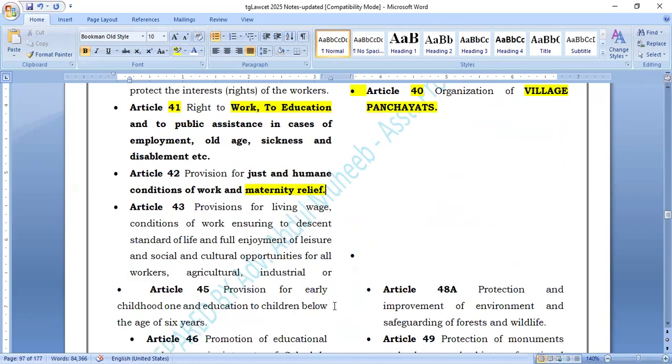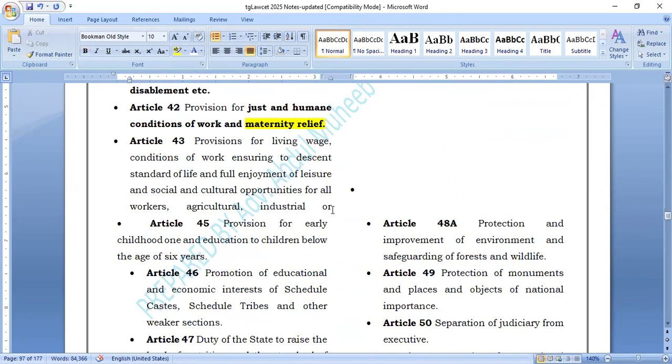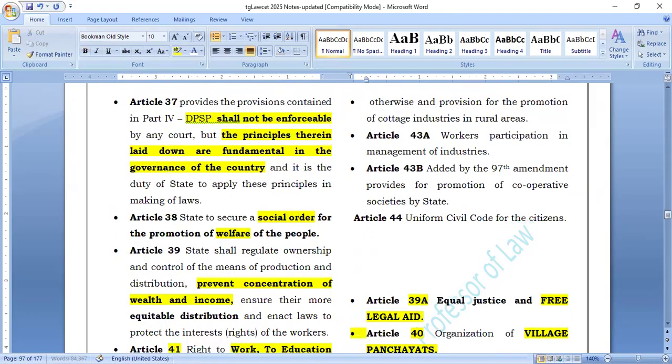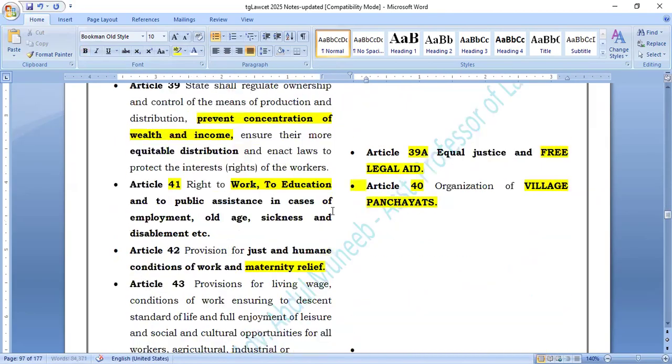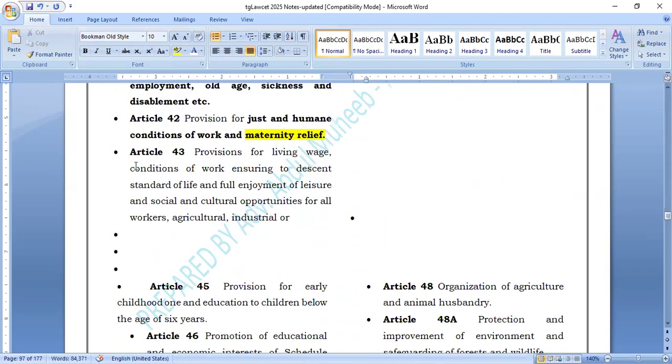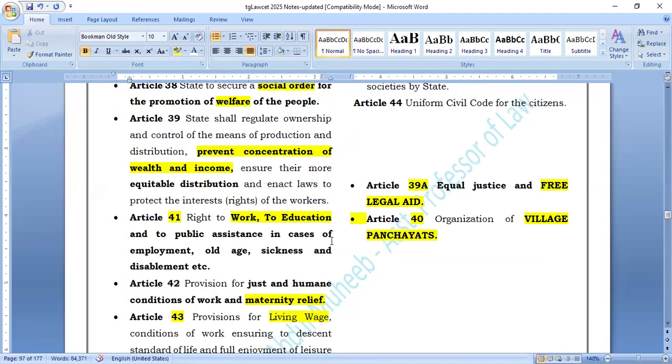Then Article 43: provisions for living wage, conditions of work ensuring a decent standard of life and full enjoyment of leisure and social and cultural opportunities. When you're talking about Article 43, one word you have to remember: living wage. What is Article 44?